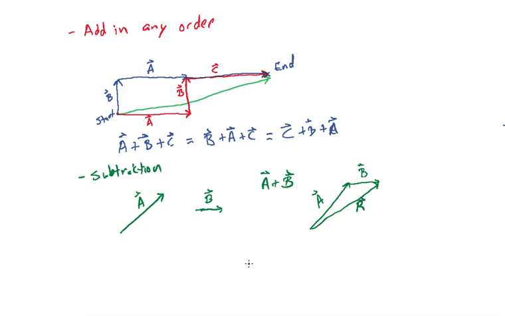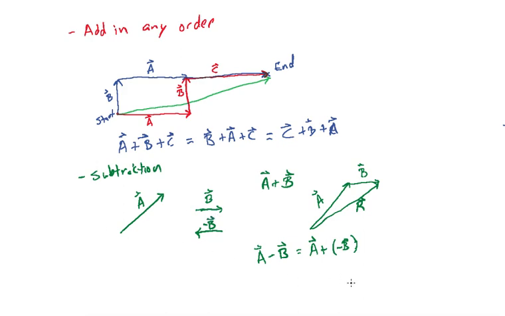But what if I wanted to do A minus B? What is that going to be? Well, minus B is really just A plus negative B. Just like with regular old scalar numbers you're used to, it's addition of a negative. And the way you do negative B is pretty simple. It's exactly the same as B, just pointed the other way. You just put the arrow on the other end, and this is minus B.